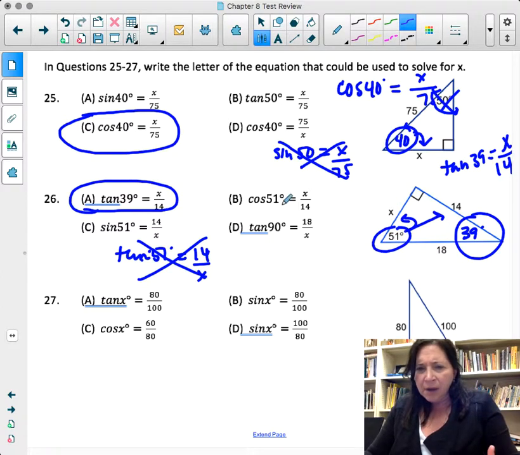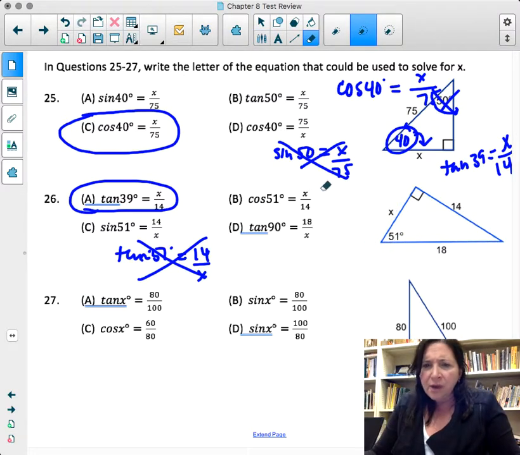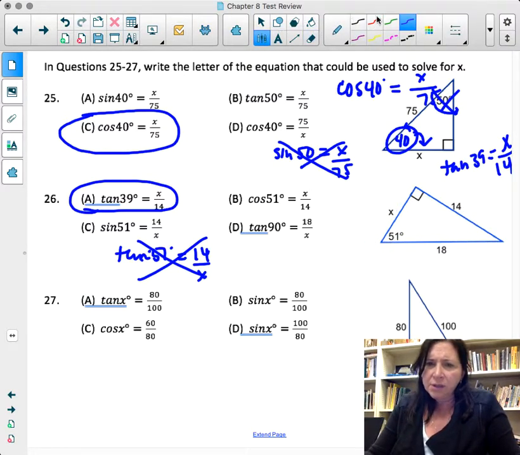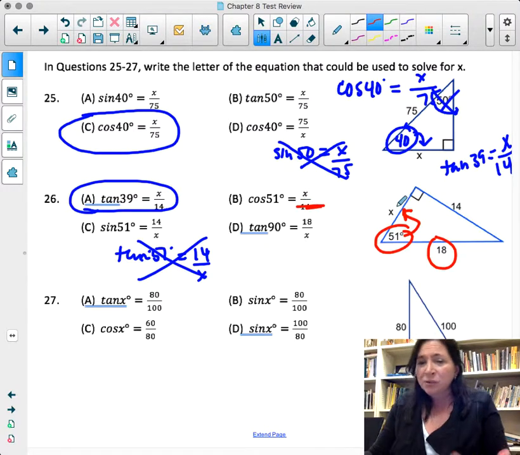Just keep in mind, I want to show you something here. Why wouldn't cosine of 51 work? So I just want you to look at this one right here. If you put yourself at 51 degrees, cosine of 51 is going to equal x over my hypotenuse. So that, see that 14? That should be 18. That's why that one doesn't work.